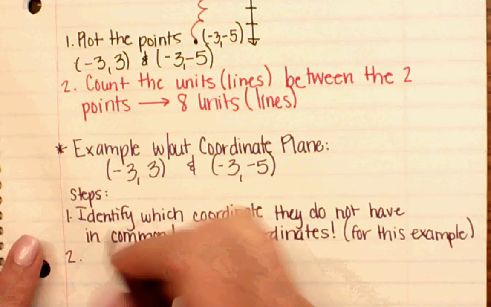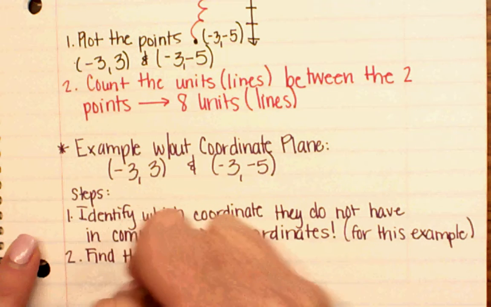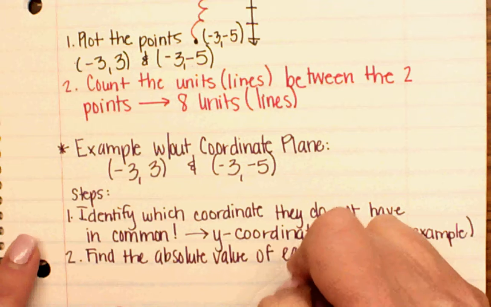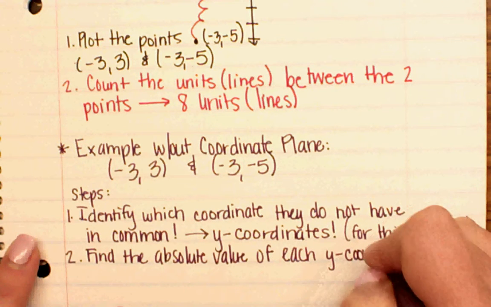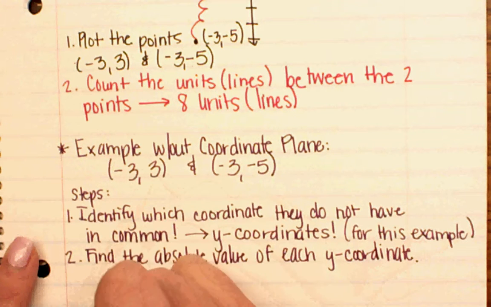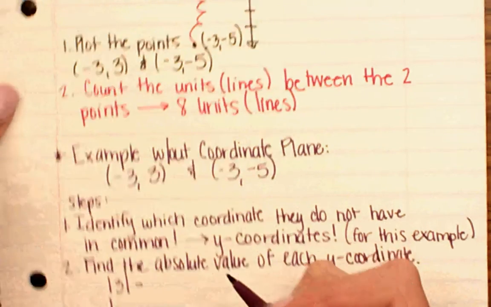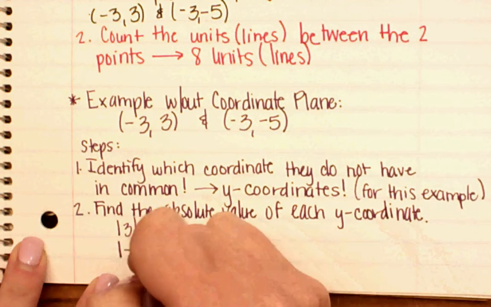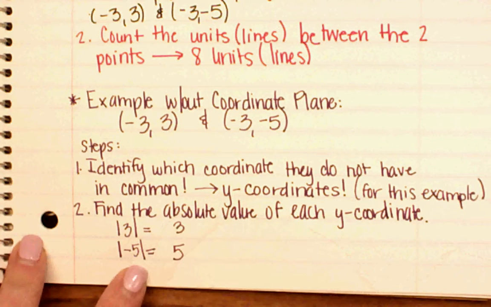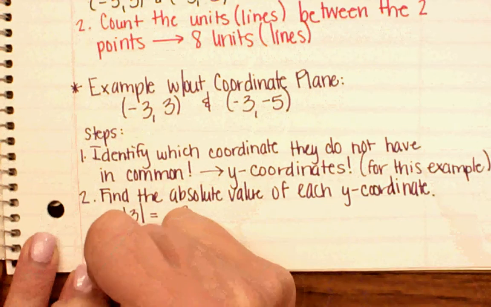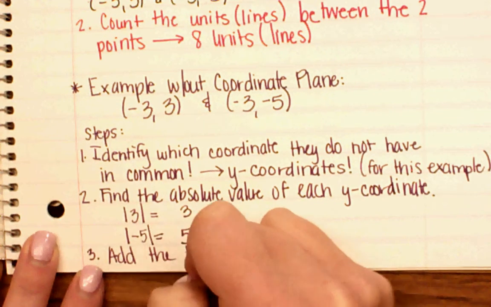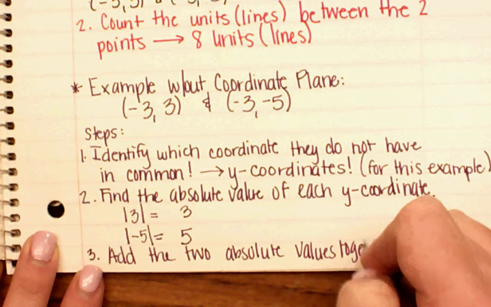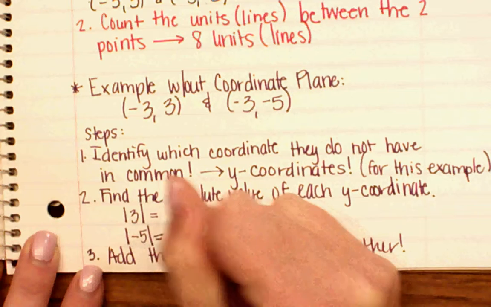After that, you find the absolute value of each y coordinate. So we have the absolute value of 3, and the absolute value, let me slide it up so you can see it better, of -5. So the absolute value of 3 is 3, the absolute value of -5 is 5. Final step, add the two absolute values together. So I add 3 plus 5 and I get 8 units.